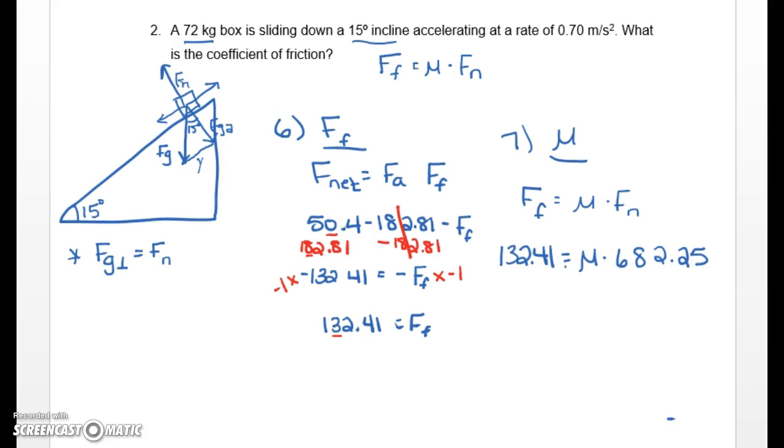So this is a nice simple last step. Here we just need to get this coefficient, or the variable mu, by itself. So we need to get rid of this number here. So we are going to divide by 682.25. And we're going to make sure we do that to both sides to keep this expression equal.